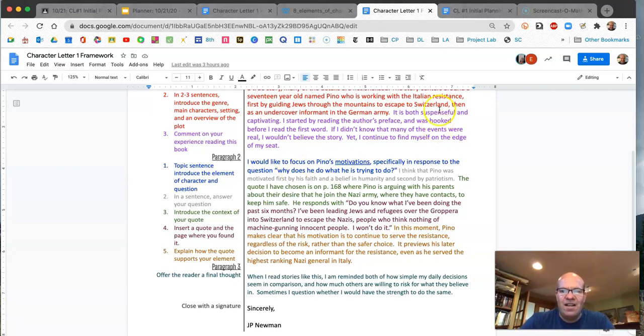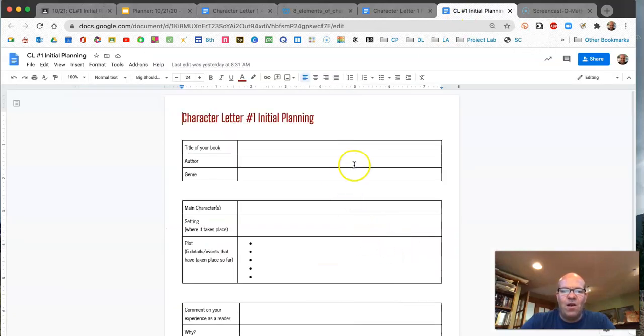But we're going to start on a simple level. So when you open this assignment up, you've got a document with your name on it that says CL number 1, initial planning. Your goal today, you just want to collect the details. Okay? So you're going to fill out the title, author, and genre of your book. You have your genre notes on R4 and R5 in your notebook. You're going to fill in who the main characters are. Not all the characters, but the central ones. Okay? The setting, where does your story take place? And then I want you to pick out 5 details or events in the story that have happened so far. Kind of major things. That's like the plot.